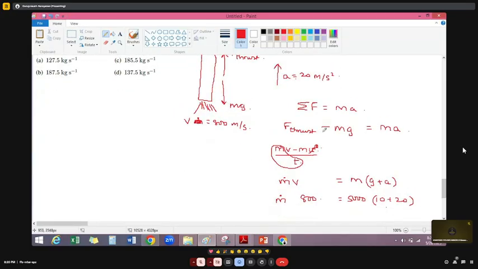If you don't know these steps, you will not be able to do this. So you should understand that sigma F is equal to ma, and then you should understand that mv minus mu by t. So u becomes 0, initial velocity. M by t is the rate of flow of combustion gas.